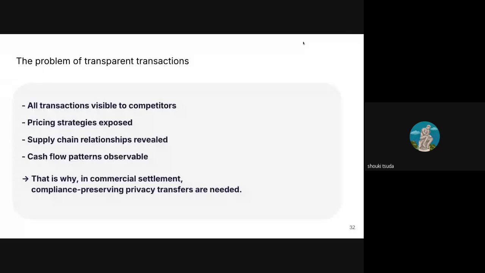That's why in commercial settlements, compliance-preserving privacy transfers are needed. Unless we can realize an architecture on public chains that meets these needs, a banking wire transfer will never be replaced by blockchain.